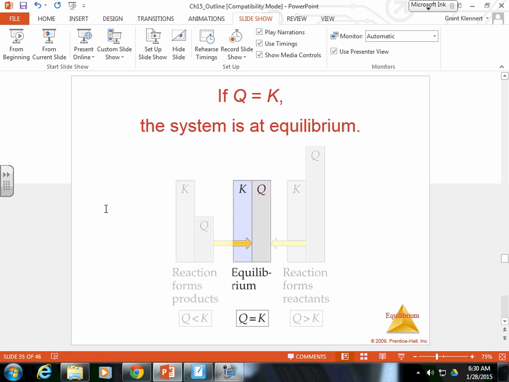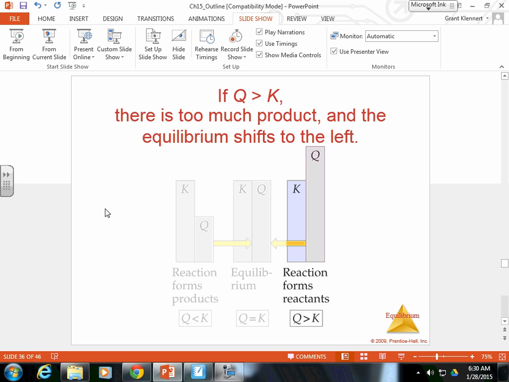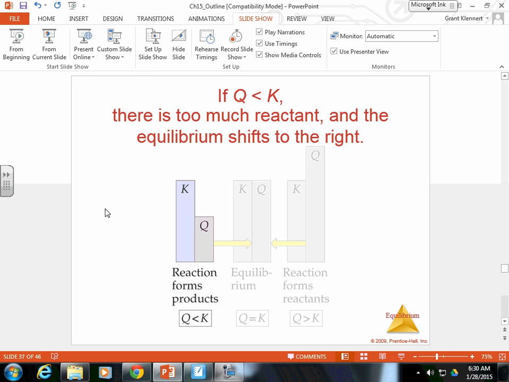A couple things with Q to wrap up 15.2. If Q equals K, the system is at equilibrium. If Q is greater than K, there's too much product and the equilibrium will shift back to the left as it starts to form more of the reactants hypothetically. And if Q is less than K, we have too much reactants and the reaction will shift back to the right.